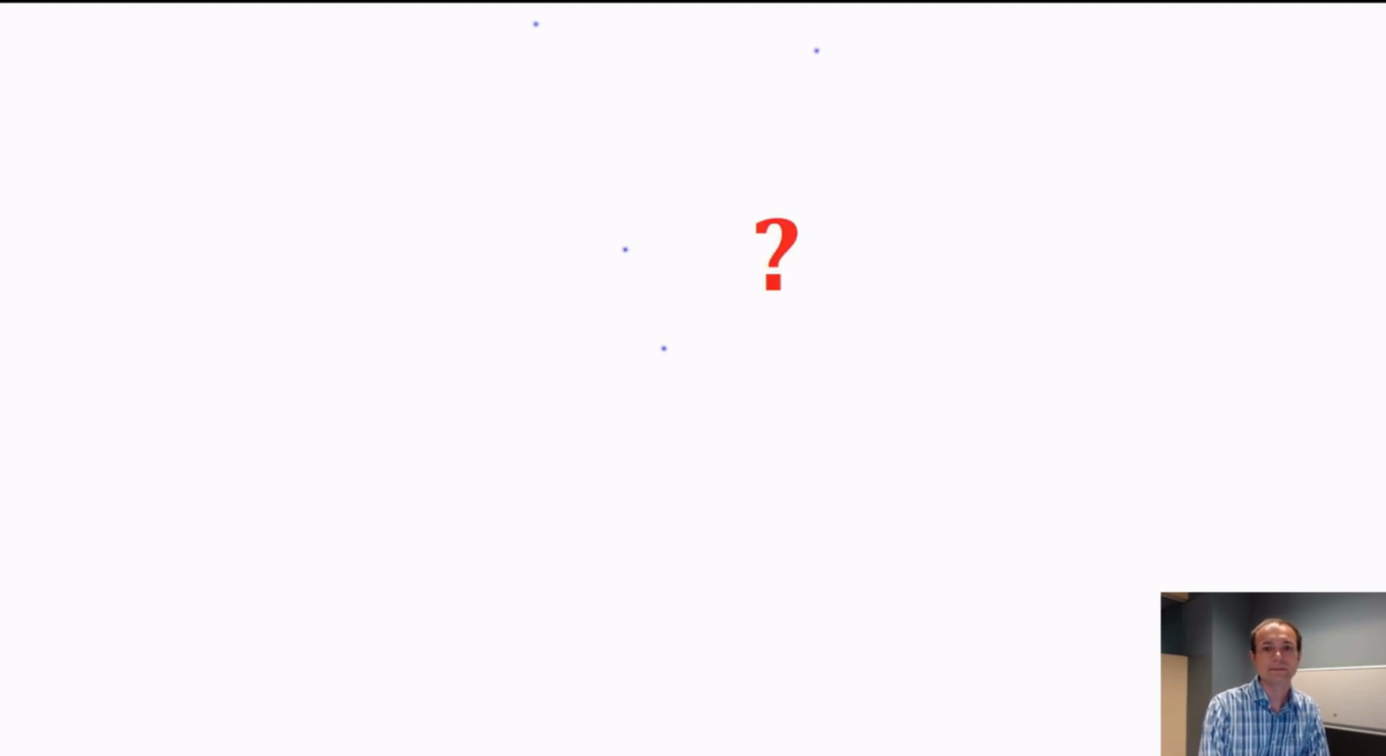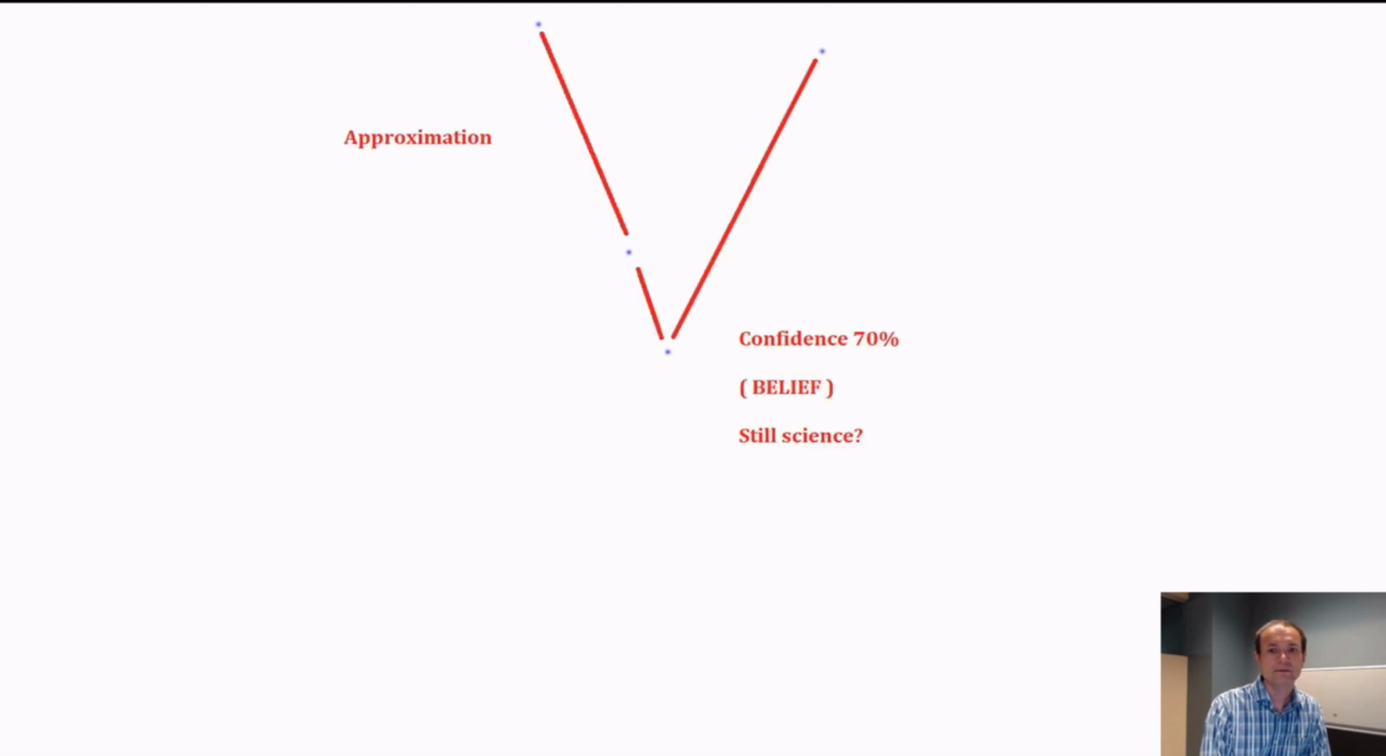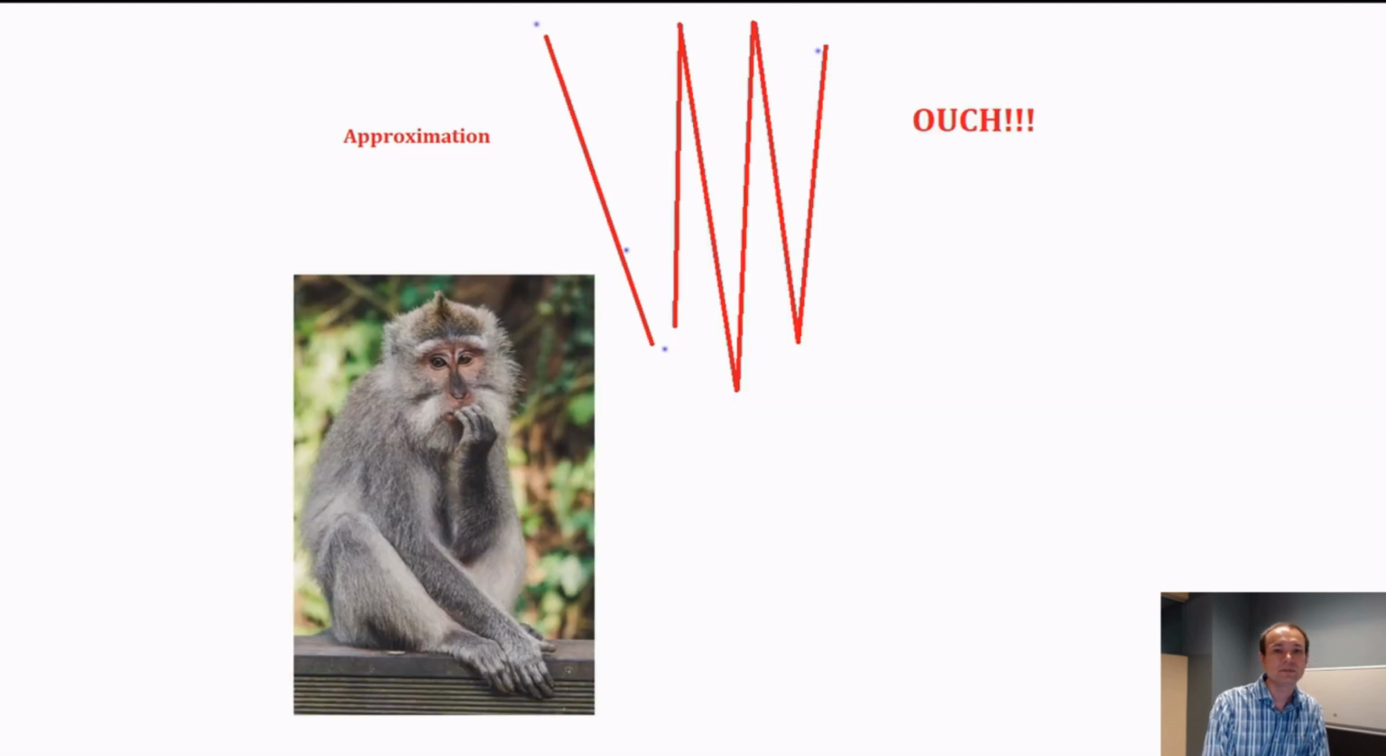What about this one? Now when we have very few measurements, it's really difficult to apply a formula confidently. So what do we have? We have a confidence level, and confidence is another word for belief. And is it still science, really? The process, by the way, is called approximation, so we could approximate this line, but reality can be completely different. It could be like that. Ouch. That is very different from what we thought it is.